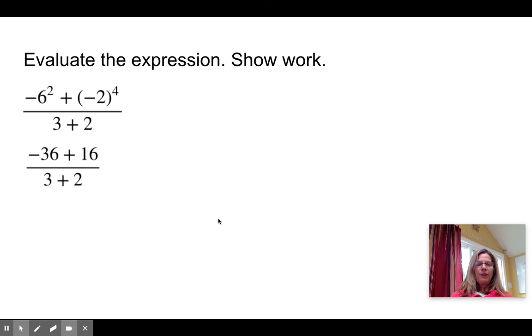Now let's figure out what the sum in the numerator is. Negative 36 plus 16. Well, we're going to subtract the absolute values of the numbers, and take the sign of the number with the bigger absolute value. So my sum will still be negative, negative 20. And the denominator is 5, and negative 20 divided by 5 is negative 4. I hope you feel good about evaluating somewhat complicated expressions.